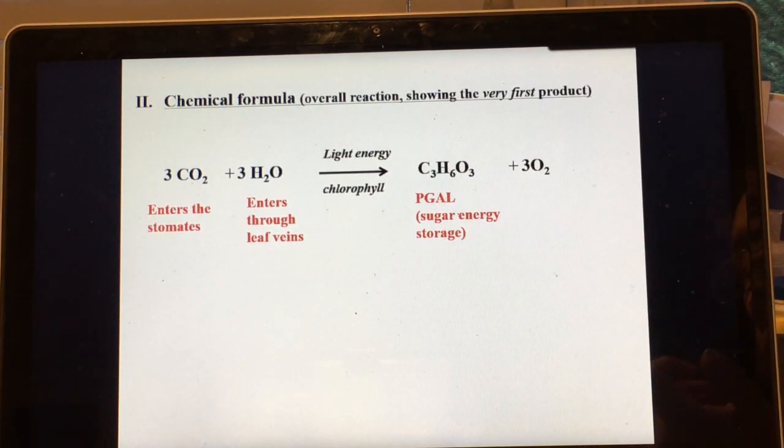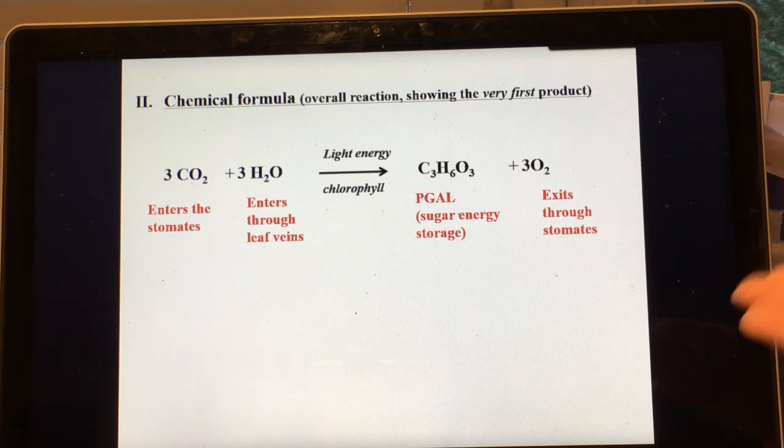We're not very familiar with PGAL. We haven't really heard about it much. We're more familiar with glucose, which is actually 2 of these bonded together. And those 3 oxygen molecules are actually waste product, and they exit through the stomates as well, through those holes on the underside of leaves.